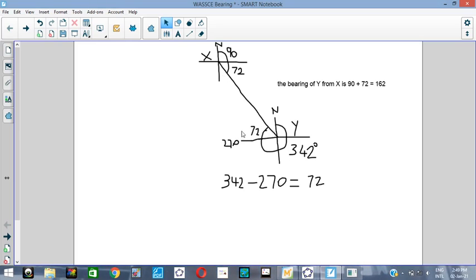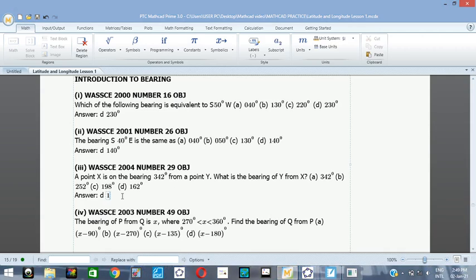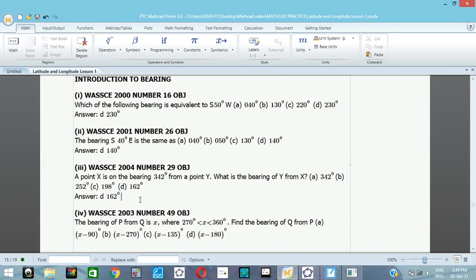Then the major thing that you need to do here is this 72. You need to know this 72. 72 is alternate to this side 72, since the horizontal lines are parallel lines. That is the north, the east-west lines are parallel to the east-west line. So take notes of this, it's very, very important. So if you check your options, you are going to see it there. So the answer is D, which is 162 degrees. So take note of that.